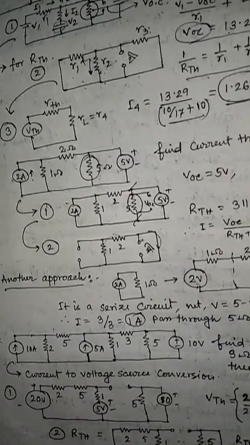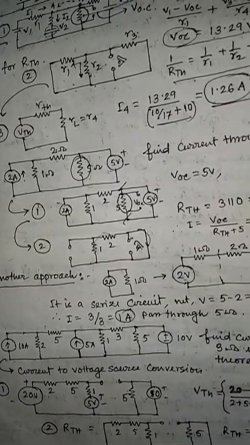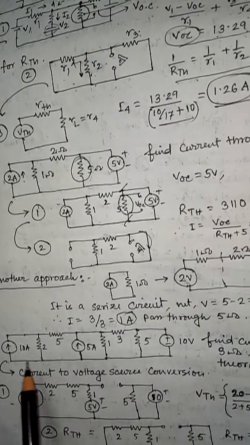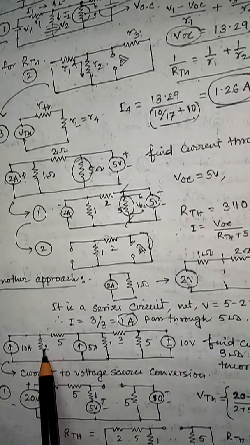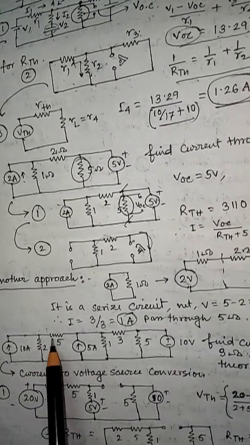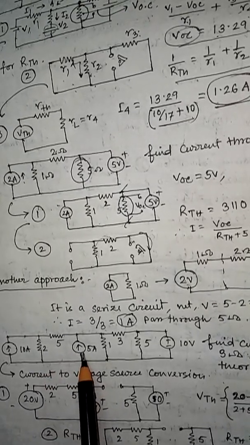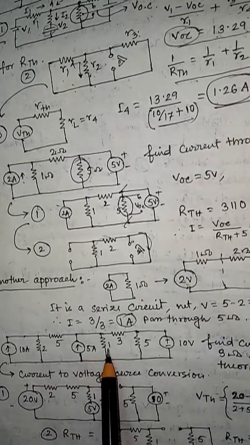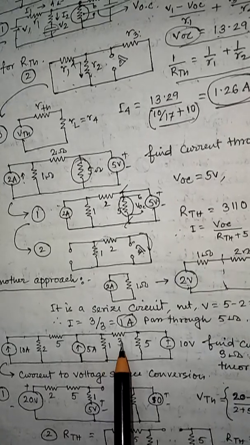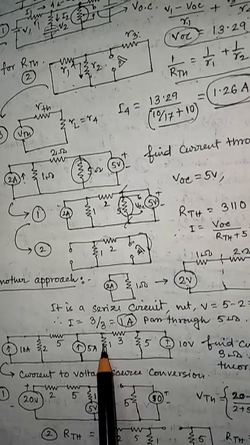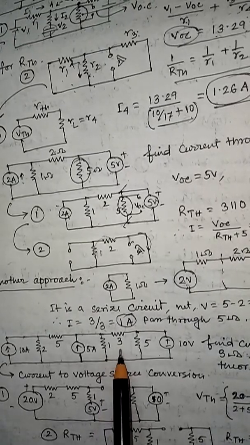Here the problem is given, that is a 10 ampere current source. This 5 and 2 ohm resistance are parallel to each other. Another 5 ampere source is given. Here it is a 1 ohm resistance. Here it is a 3 ohm resistance. The 1 and 3 are still parallel to each other.